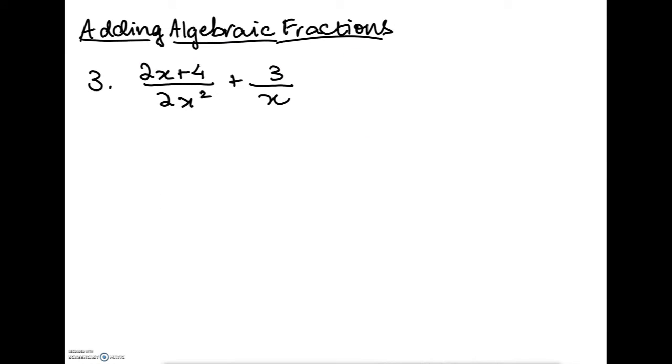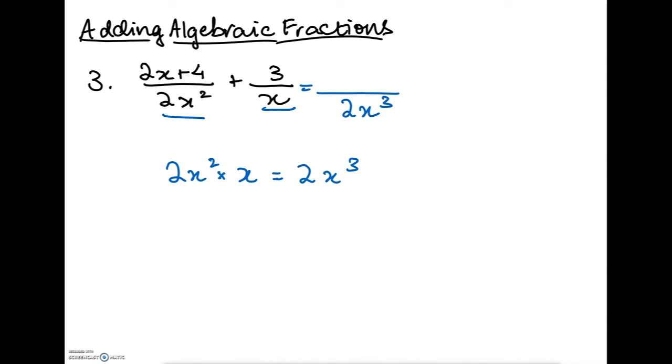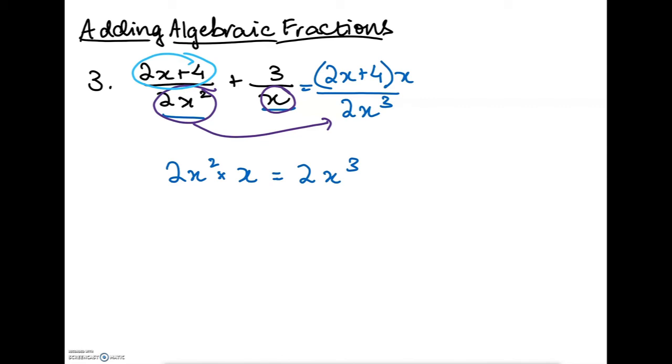So let's do one last example. We have 2x plus 4 over 2x squared plus 3 over x. So we're going to follow the same steps as we did before and just multiply to get a common denominator. In this case, if you do 2x squared, which is our denominator here, times x, which is our denominator here, we're going to get 2x cubed. So our new common denominator is 2x cubed. Now, how did we get from 2x squared to 2x cubed? Well, we obviously multiplied by x. So we're going to do the same thing to this numerator over here. We're going to do 2x plus 4 times x.